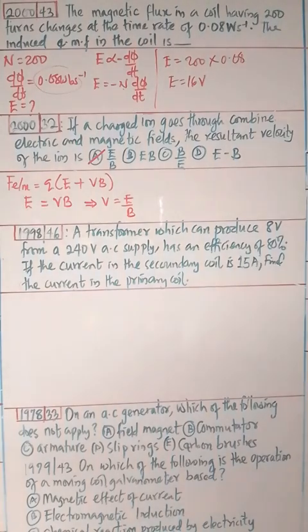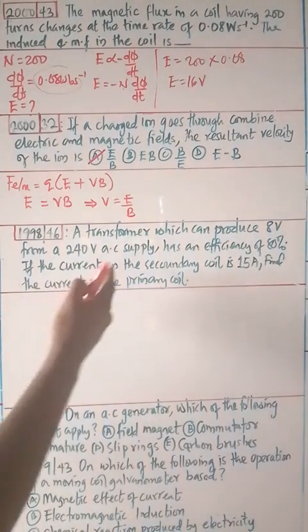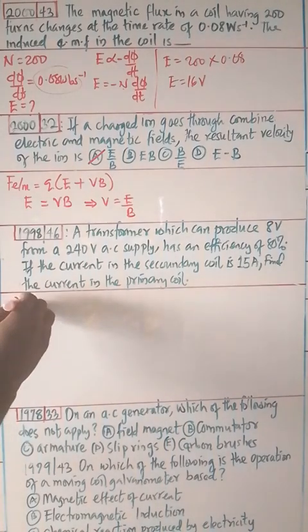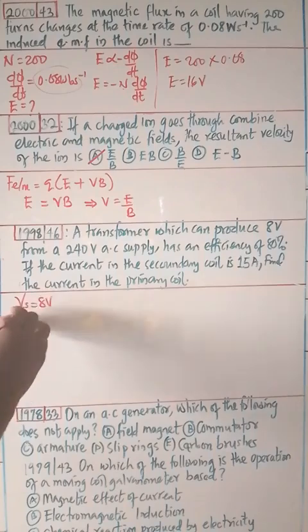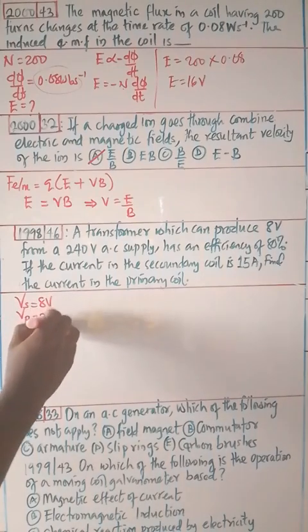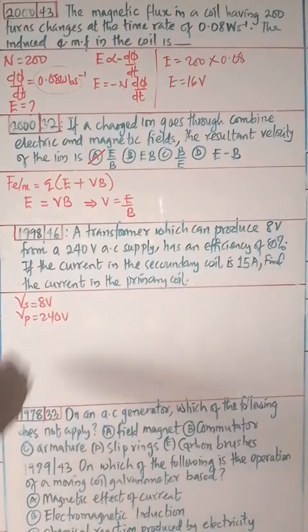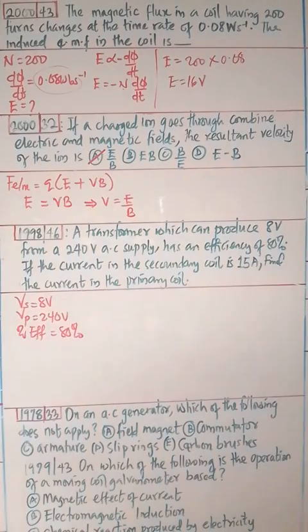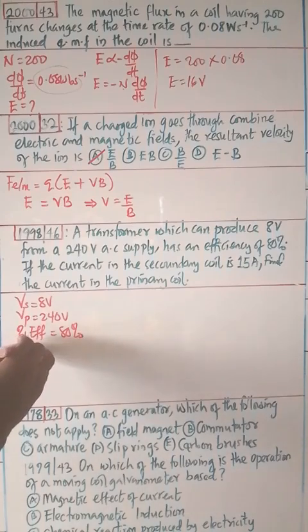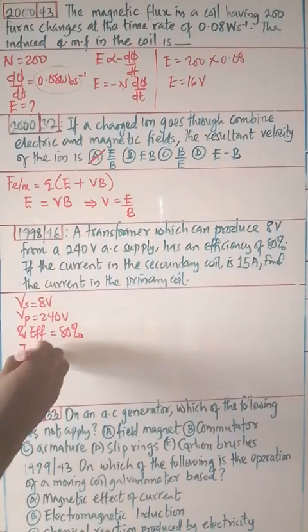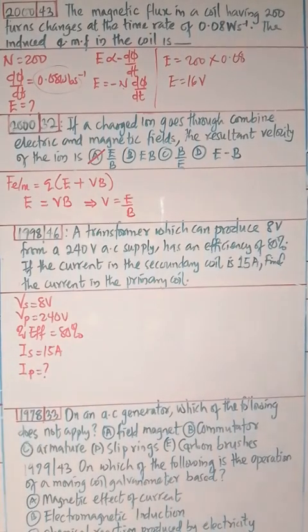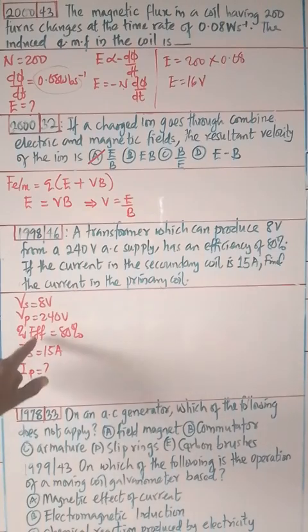Next, a transformer which can produce 8 volts from 240 volts, meaning the secondary voltage is 8 volts when the primary is 240 volts. It has an efficiency of 80%. If the current in the secondary coil, that's IS, is 15 amperes, find the current in the primary coil. You are looking for IP. But note this, unlike the previous question, this transformer is not ideal.